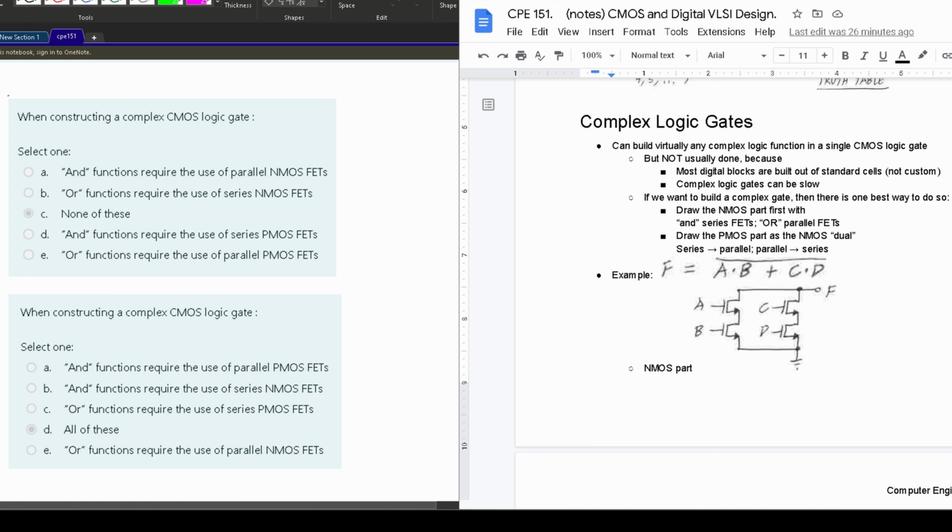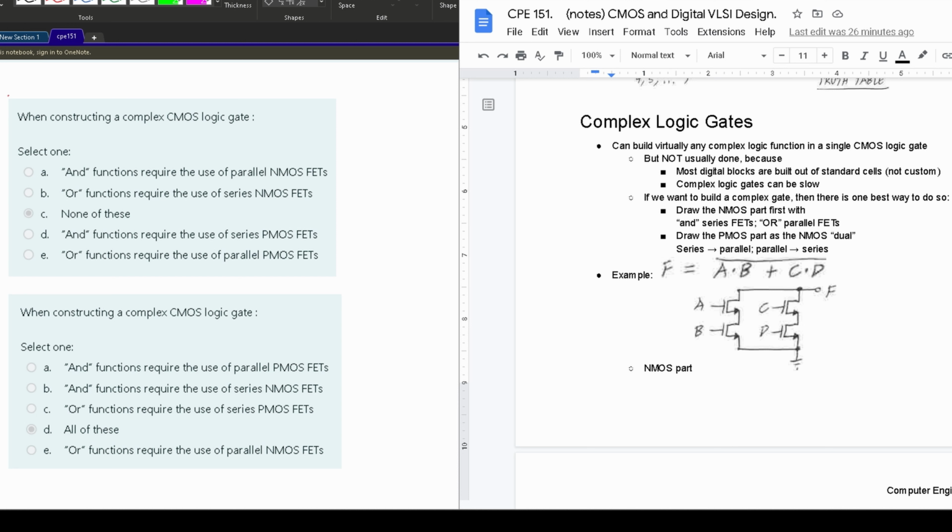We're asked to construct a complex CMOS logic gate. We're asked which of the following is going to be true. These are two separate questions, but they're very similar, so we're going to be going over both of them in this one video. And we're going to be using the same set of notes that we've used in a previous video. We're looking at complex logic gates, and this is in the description below the like button.